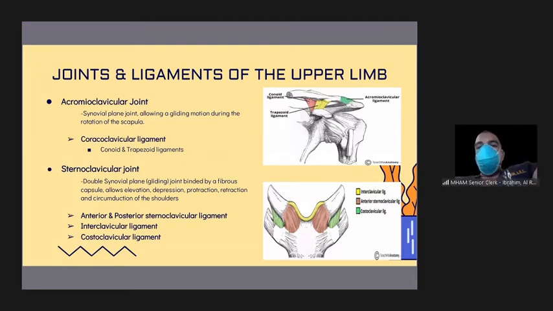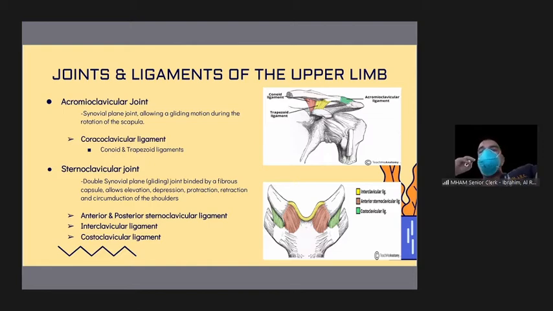Okay, now I'm going to discuss the joints and ligaments of the upper limb. The first joint we can see in the upper limb is the acromioclavicular joint. This is a plane synovial joint that allows gliding movement when the scapula rotates and is reinforced by the coracoclavicular ligament. It consists of two ligaments, the conoid and the trapezoid ligament.